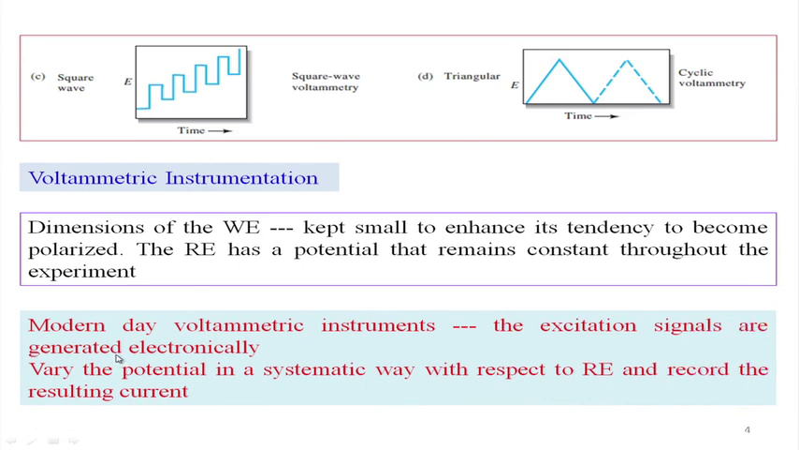In the most recent type of these voltammetric instrumentations, the excitation signals are generated electronically, and definitely these are all computer controlled. These computer controlled and electronically generated waveforms give rise to the corresponding measurements. And what we do is that we vary the potential in a systematic way, and with respect to the reference electrode we record the resulting current.